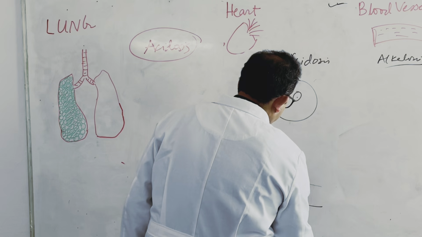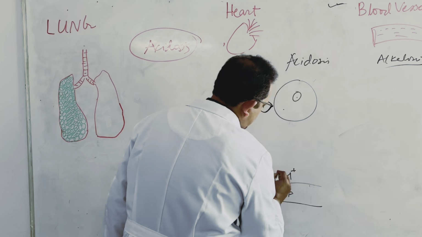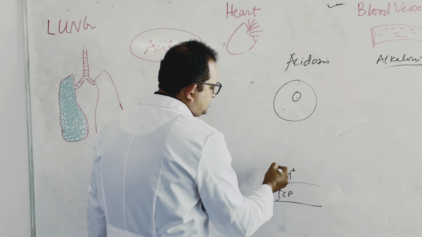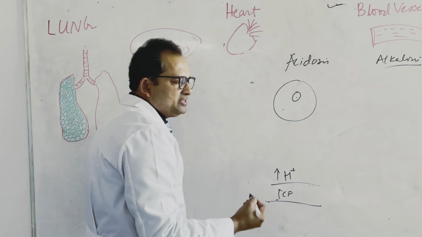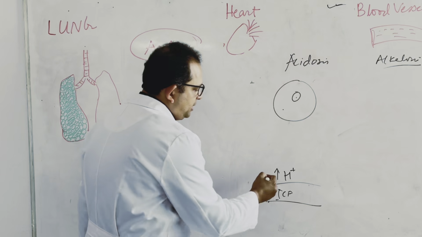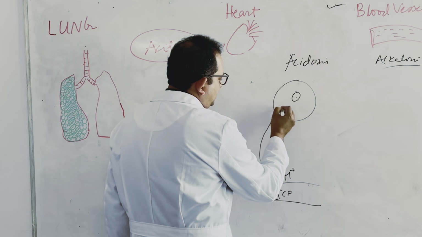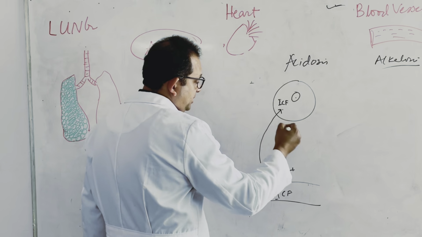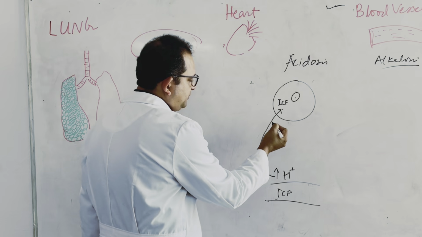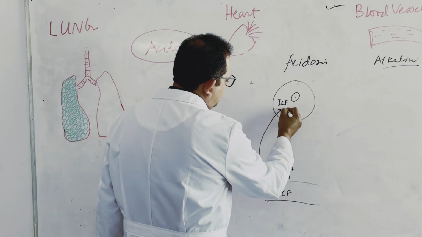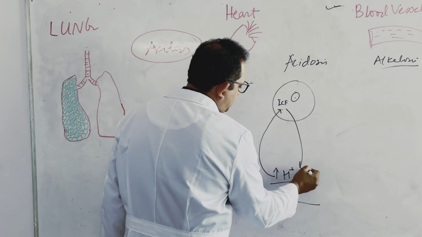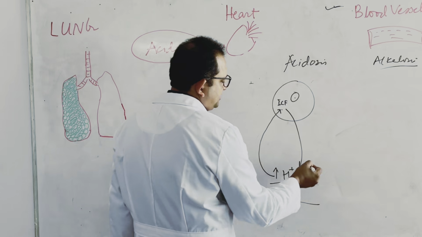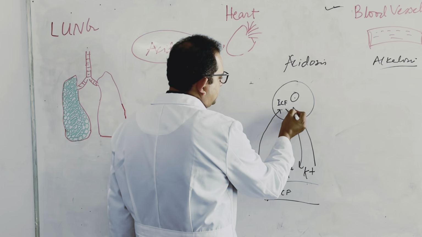So in the ICF, the H plus ion will increase. That's acidosis, we know that from the previous lecture. And since the body will try to decrease the H plus ion in extracellular fluid, it will shift to the ICF. Once the H plus ion shifts to the ICF, what will happen? It will take out the potassium ion. And we know that the potassium is compensated by sodium.